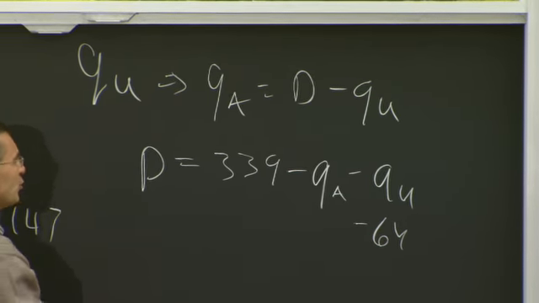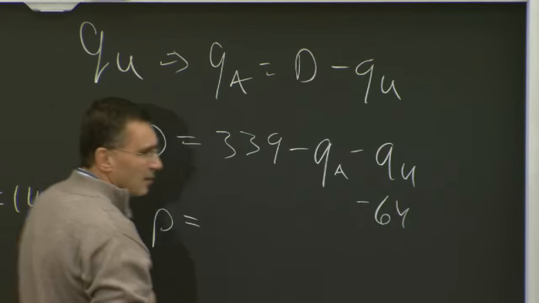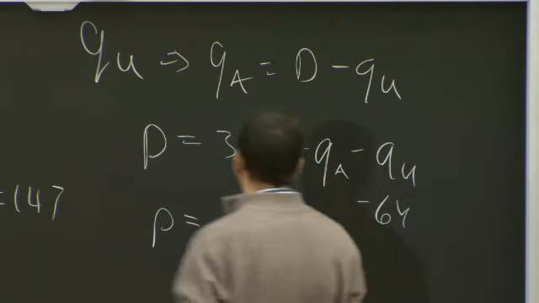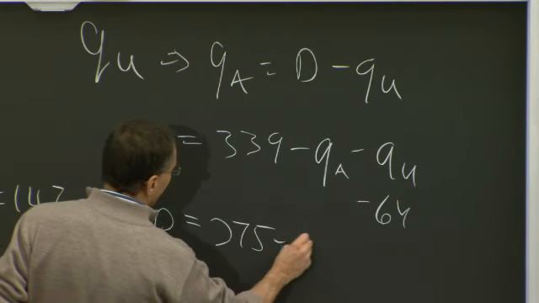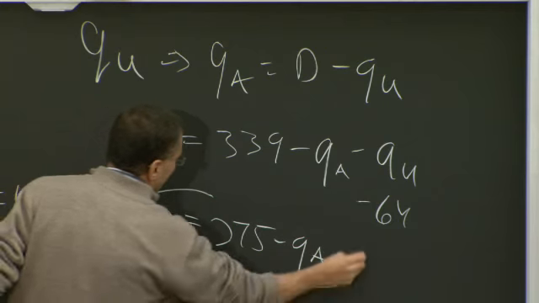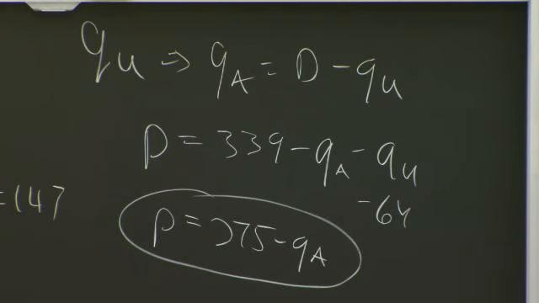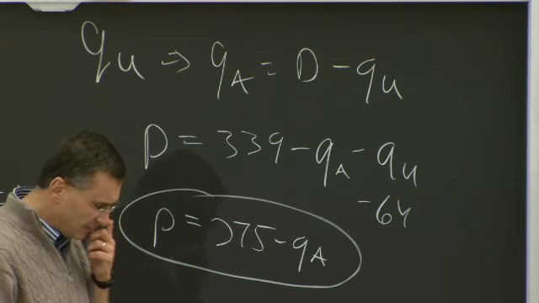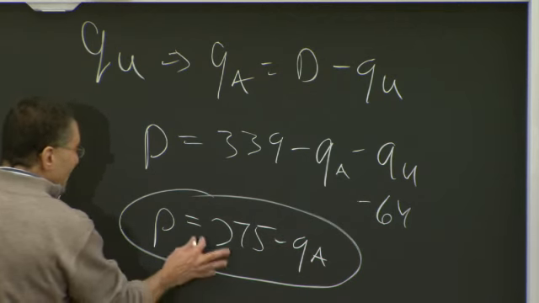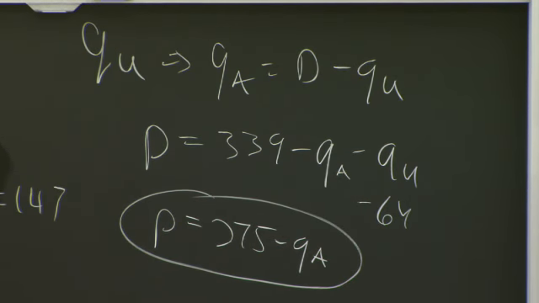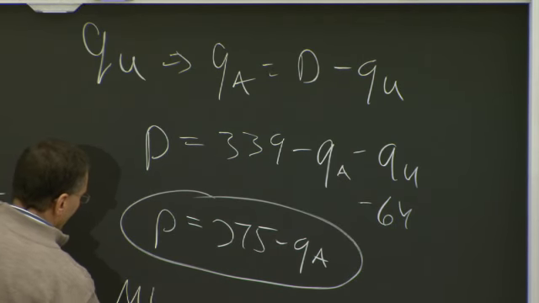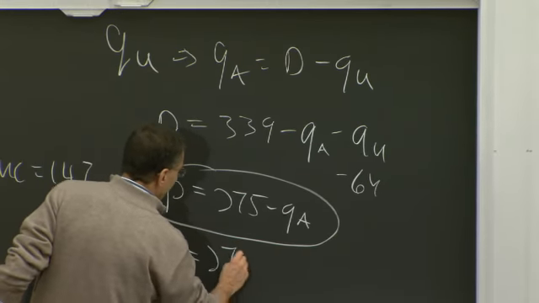So my new residual demand is P equals 275 minus Q sub A. That's my new residual demand, because I thought United's going to fly 64,000. So instead of my demand being 339 minus Q, now it's 275 minus Q sub A. That's what's left. If I use this as my new demand function and resolve, my marginal revenue is then 275 minus 2QA.